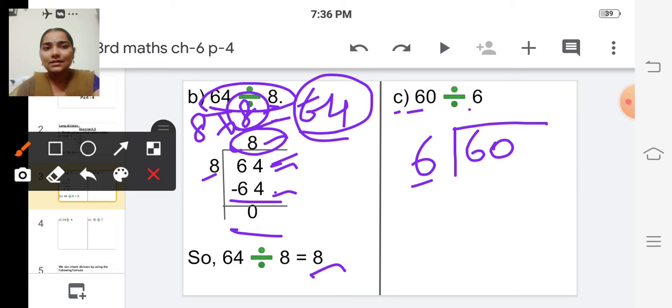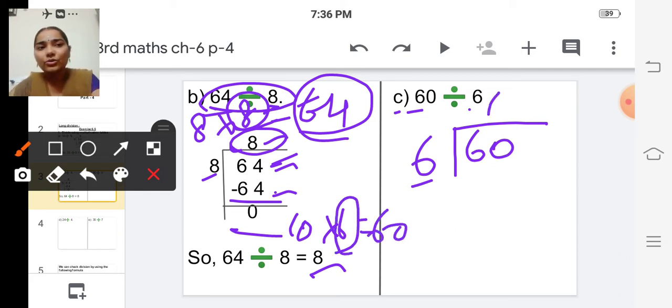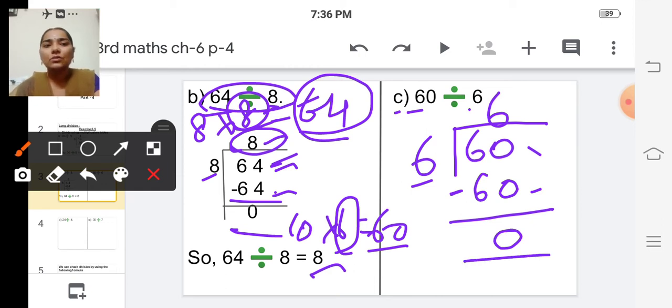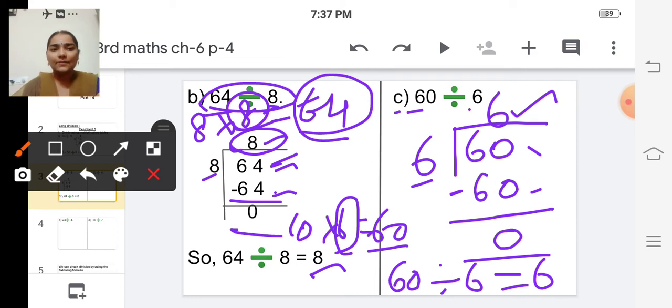10 times, isn't it? 10 sixes are 60. So you have to write the 6 in the quotient and write 60 below the dividend and put a minus sign. So subtract: 60 minus 60 is 0. So 60 divided by 6 is equal to 6. Okay, that is the answer.